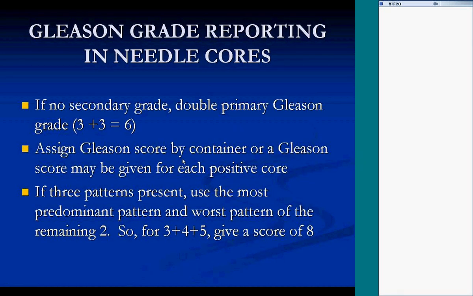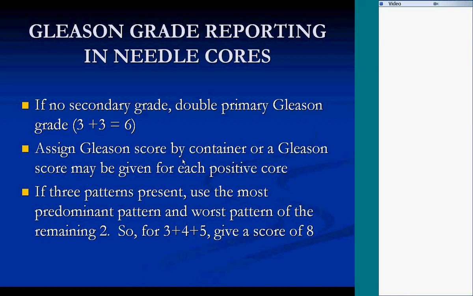One of the challenges in assigning the score for each positive core is if there are multiple positive cores in a container. Let's say you get multiple cores submitted for a container, and multiple cores are positive, and then if the core is fragmented, it's actually very difficult to ascertain the number of positive cores. So that's one challenge, but it is an option.